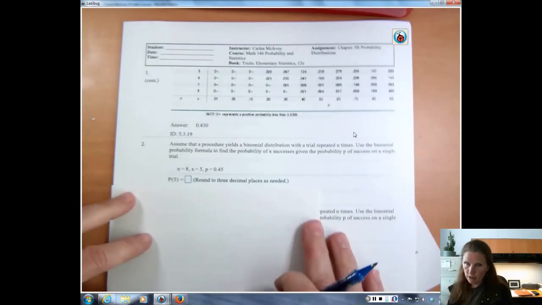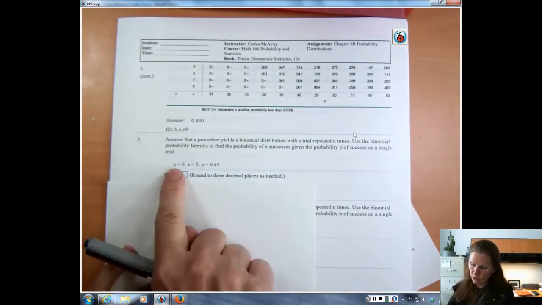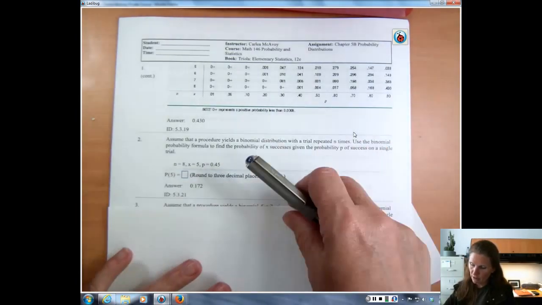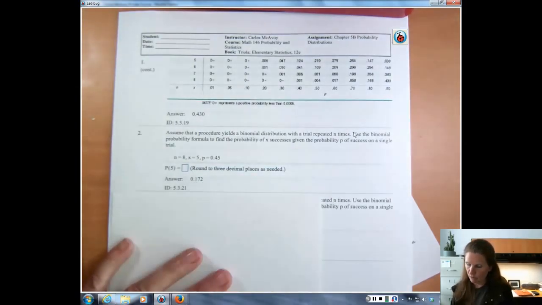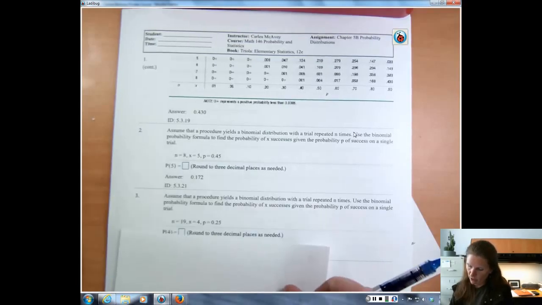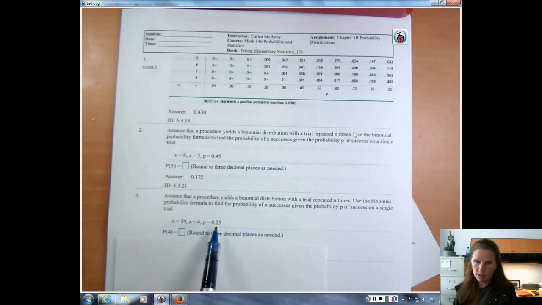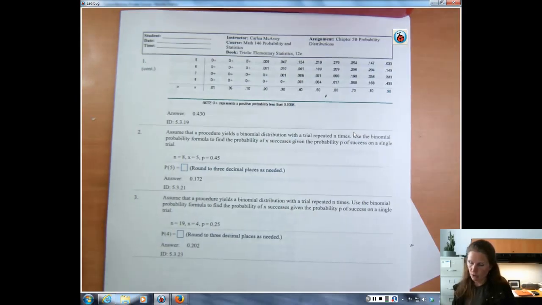Alright, so here's the same thing. We did this in the last homework too. You know your n, you know your number of successes, you know your probability of success. You're going to plug that into your calculator, and that comes out to be 0.127. That's chapter 5, section 3, number 21. So just a little review of that. Here we go. More of those. So you're going to get really good at that. N is 19, X is 4, P is 0.25, and you just plug those 3 values in. All right, that becomes 0.202.